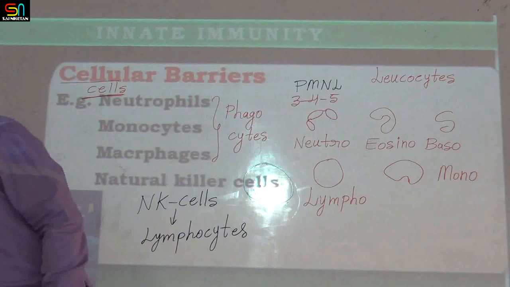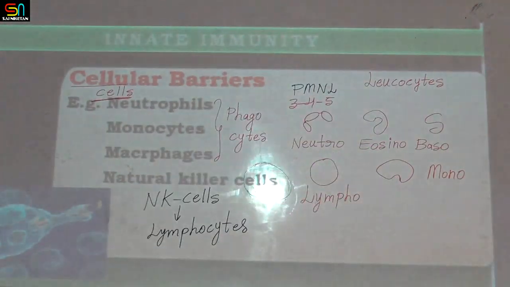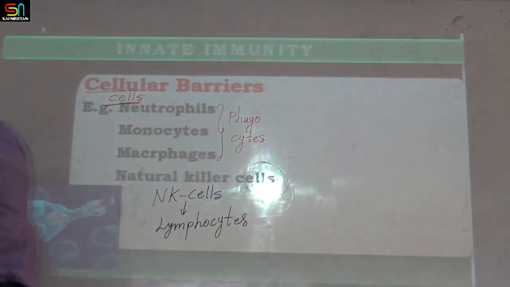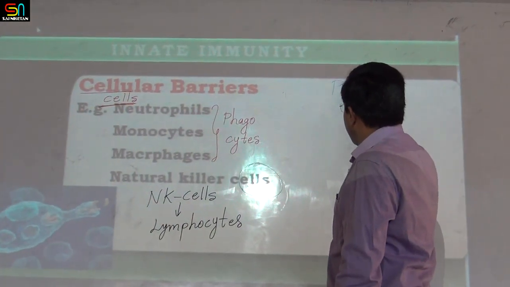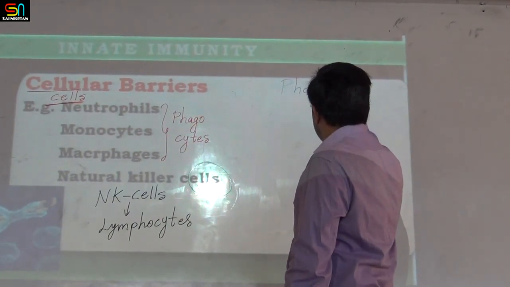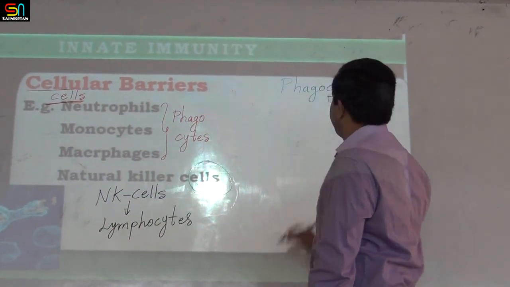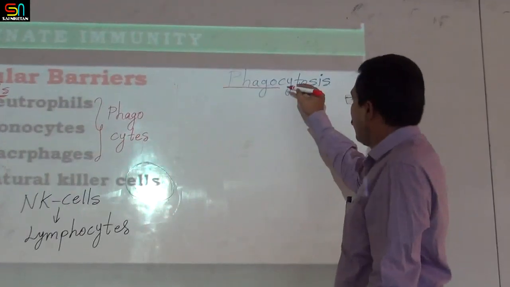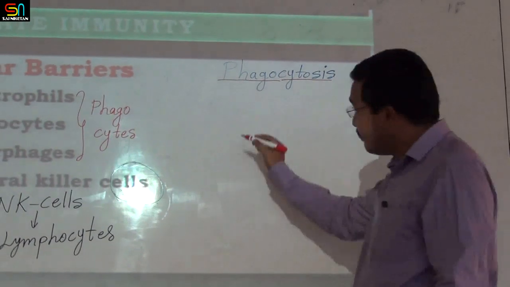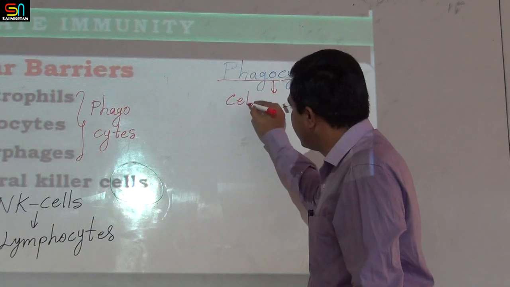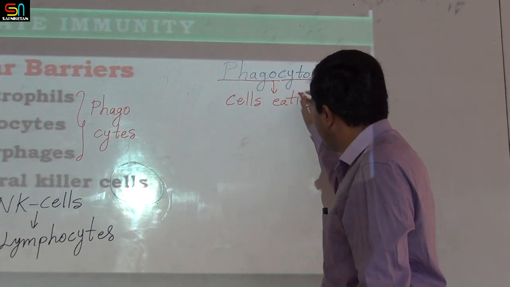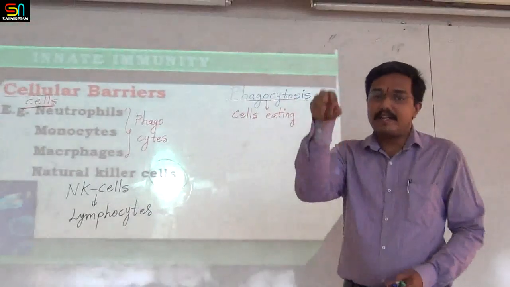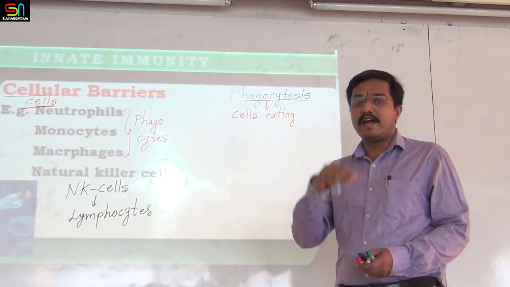Now first we'll see how these phagocytes kill the pathogen. I am going to explain now phagocytosis. See, phago means eating. Cyte means cells. In simple, this is cells eating. Here, cells are eating the pathogens and digest it. So they digest the pathogen and then they kill the pathogen.